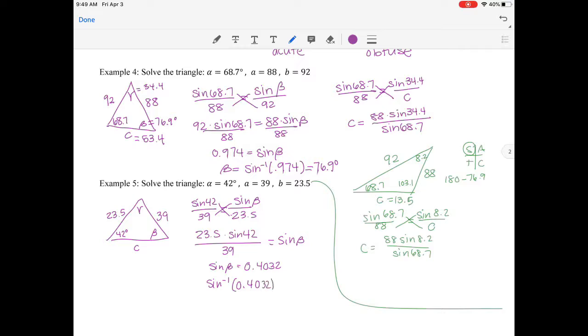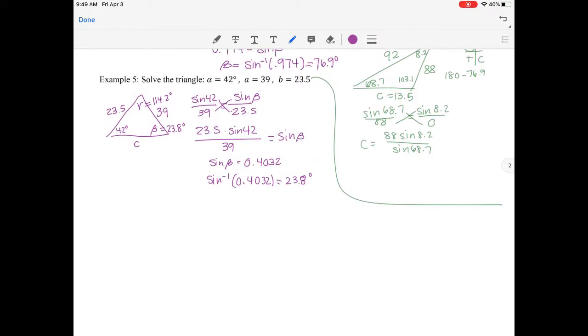0.4032. So then inverse sine of 0.4032 equals your beta, which gives you 23.8, we'll round that to degrees. So this is 23.8. So then if I do my 180 minus 23.8 minus 42, this top angle is 114.2 degrees.